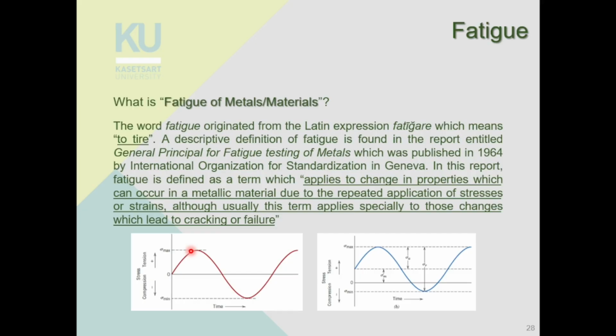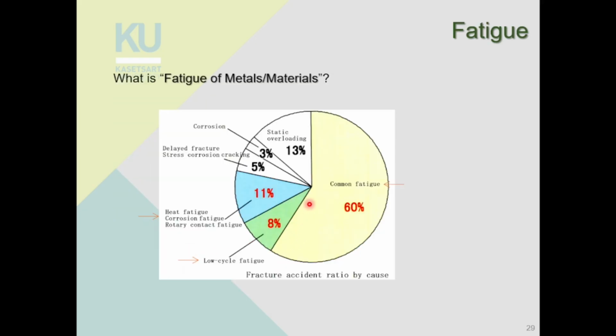Fatigue is really, really important because about 80% of mechanical failure is caused by fatigue. You see that for mechanical failure in materials, 80% are caused by fatigue. So we have 60% common fatigue, 8% low cycle fatigue, and 11% heat fatigue or corrosion fatigue or rotary contact fatigue. So about 80% is fatigue. The rest is corrosion, stress corrosion cracking, and static overloading. You can see that only about 13% is static overloading, or when you're applying too much stress to a structure.